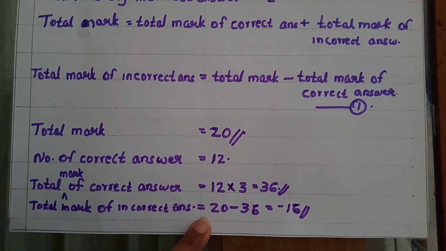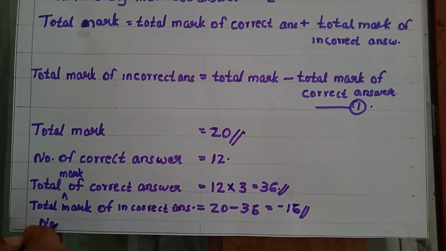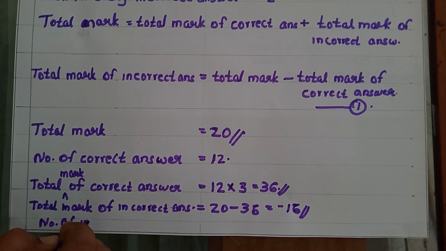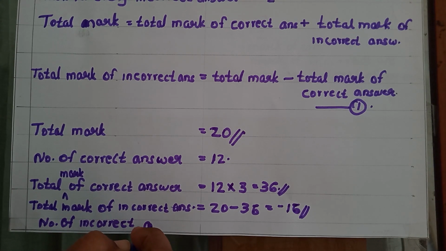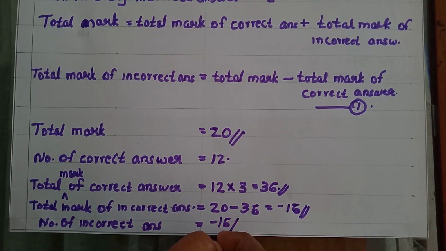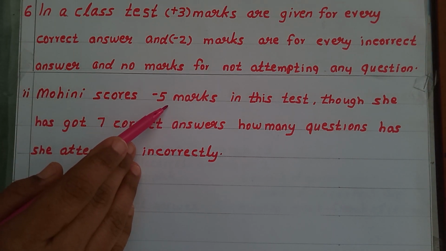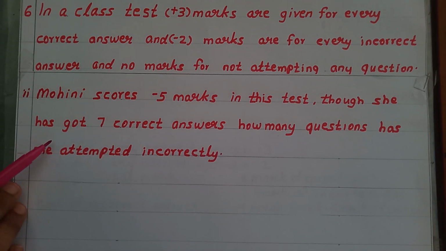But actually we have to find out how many incorrect answers she made. Number of incorrect answers equal to minus 16 divided by minus 2, equal to 8.